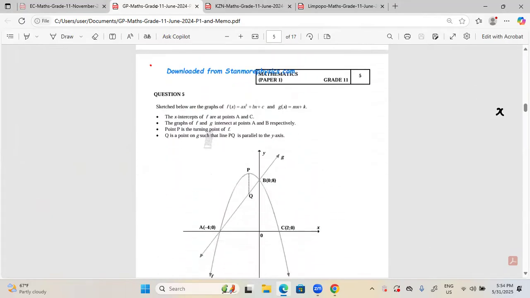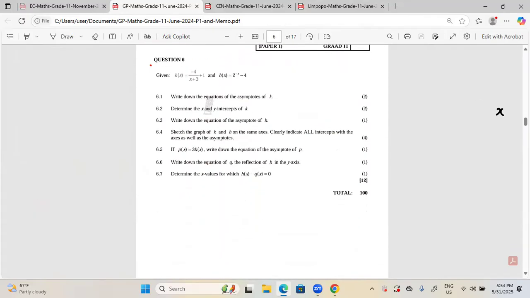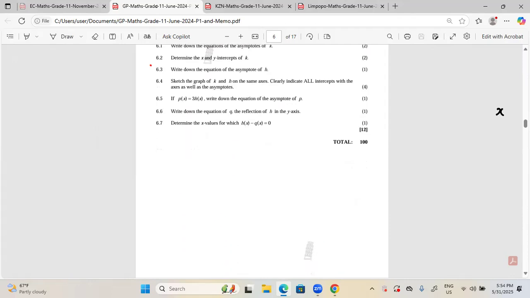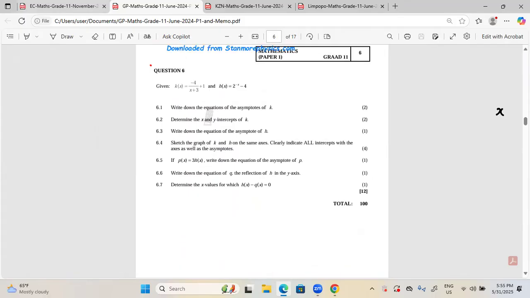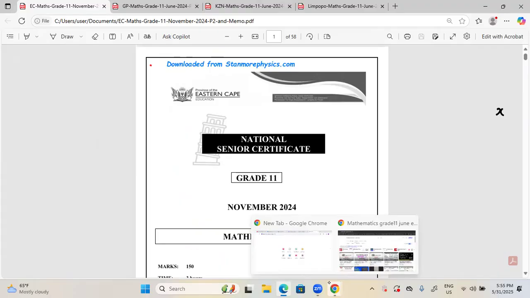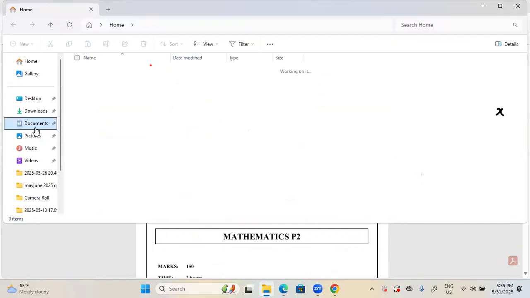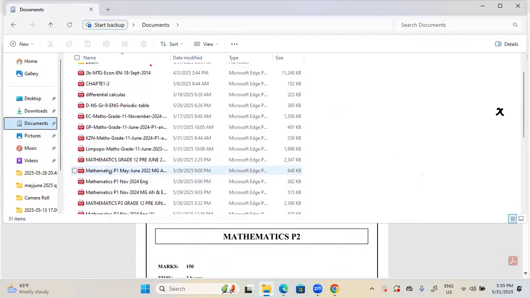I'm looking for the exponential function. This is quadratic. This is more like the same thing. I think there was something interesting about the exponential function. This is Eastern Cape. Let's check. Oh, but it's paper 2. There was something interesting. Let me check the exponential function in my documents. I want to check mathematics paper 1.